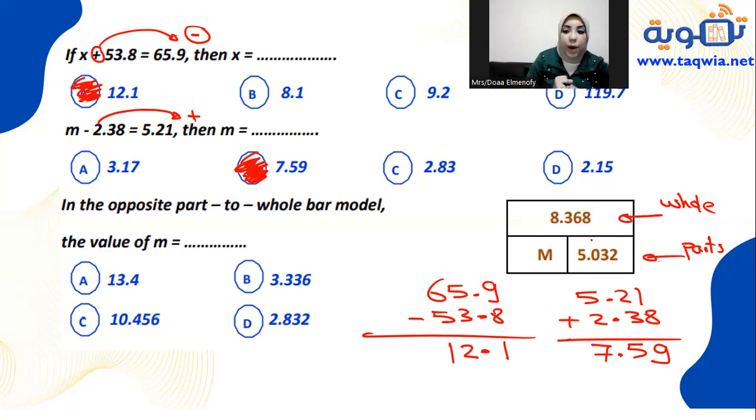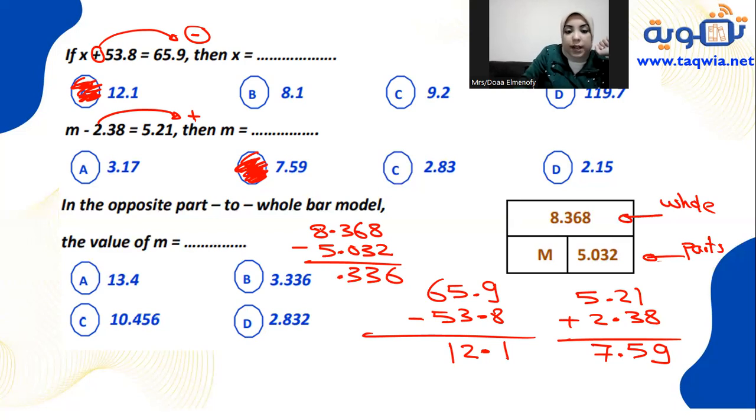We have to subtract. So here I'm going to subtract 8.368 minus 5.032. So 8 minus 2 equals 6, 6 minus 3 equals 3, 3 minus 0 equals 3, decimal point, 8 minus 5 equals 3. It's 3.336, 3 and 336 thousandths. So this one.